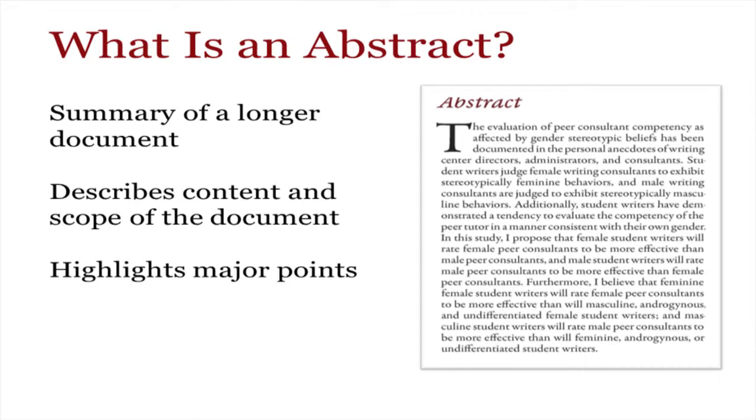So, an abstract is typically 200 to 600 words long and is a summary of a longer document like an article, book, thesis, or dissertation. It is usually used in academic writing. They're designed to quickly inform the reader about the document's content and scope. They're not an evaluation or critique of the work, rather, they should emphasize or highlight major points.